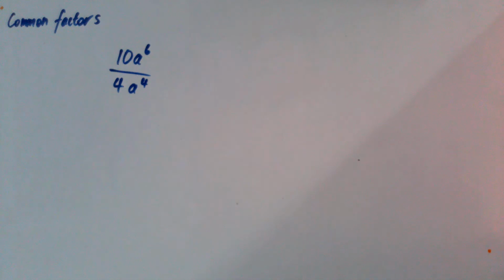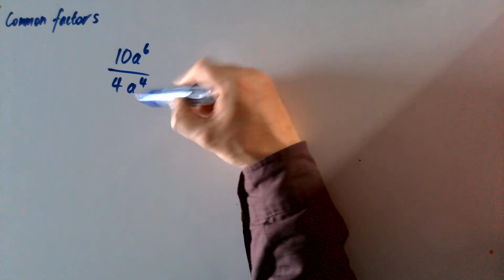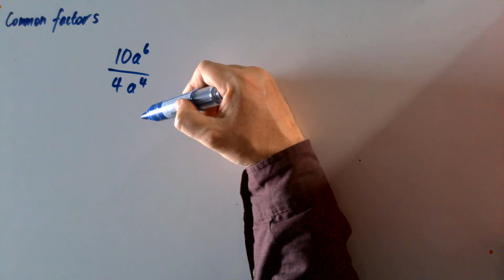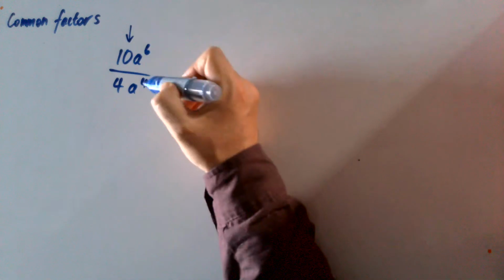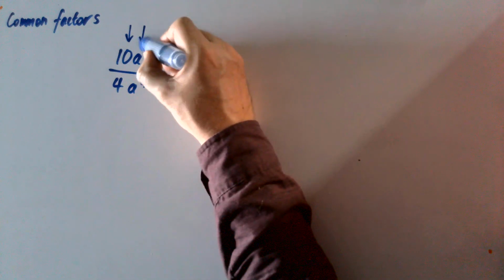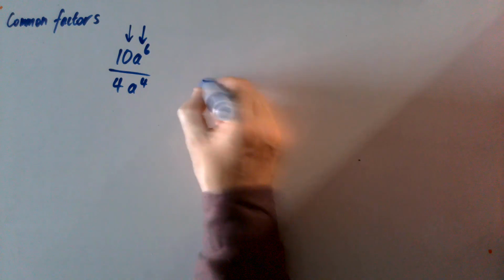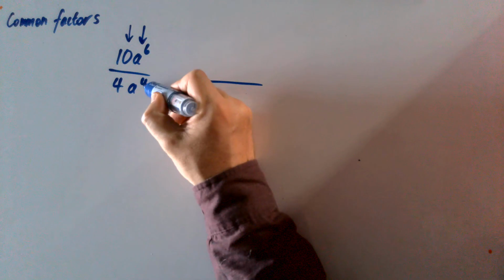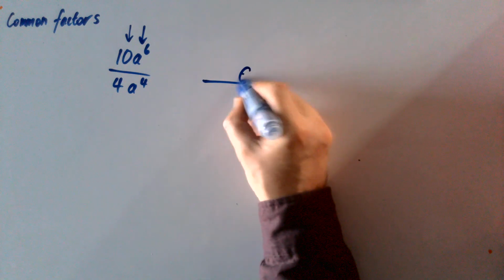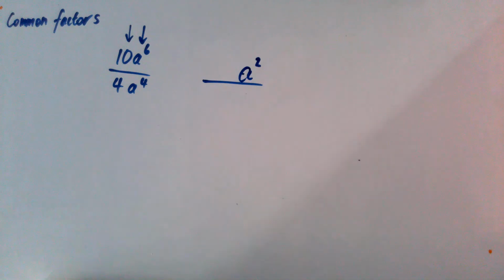Okay, so in this video we're going to look at common factors and indices. So I've put this particular little question here for us to have a look at. Once again, as I said, it's a number sum, so 10 divided by 4, and then an index sum. Now in this particular case, I'm actually going to do the index first, and I'm going to go 6 take away 4 is going to give me a to the power of 2.